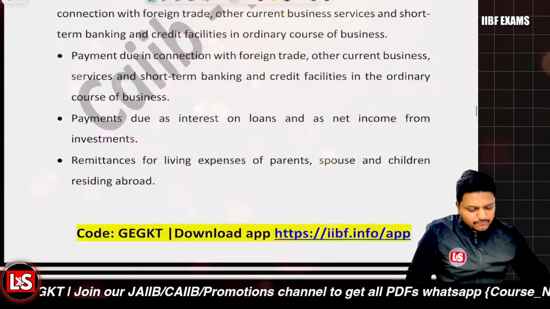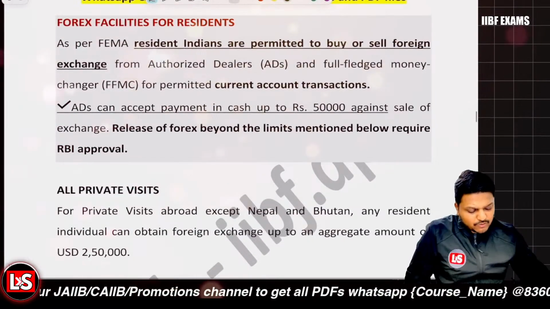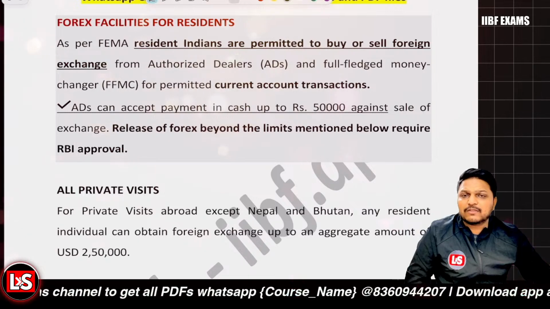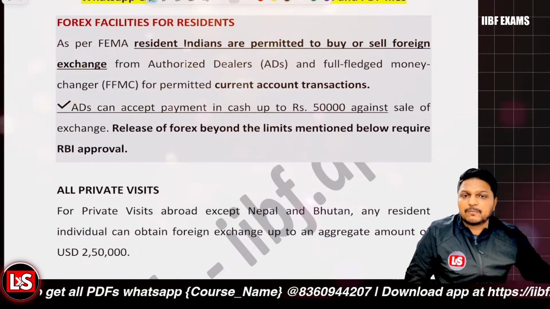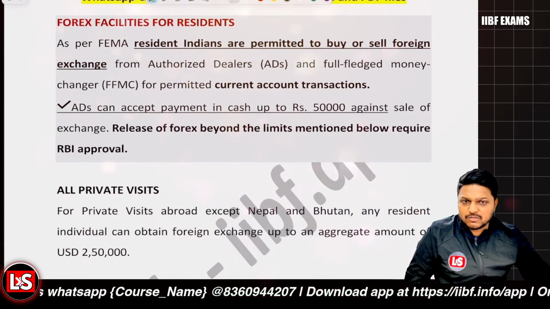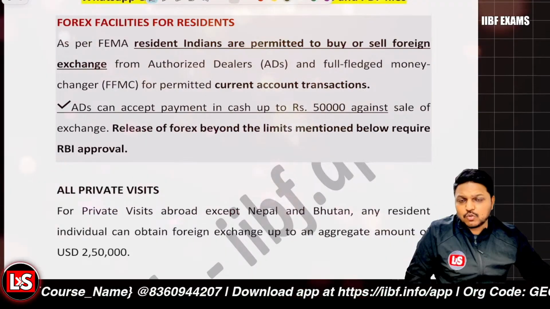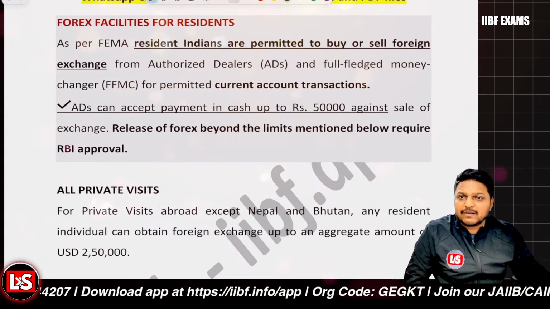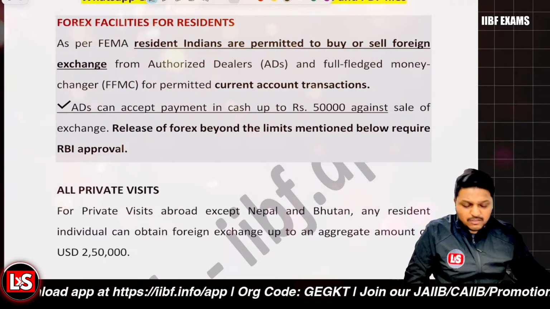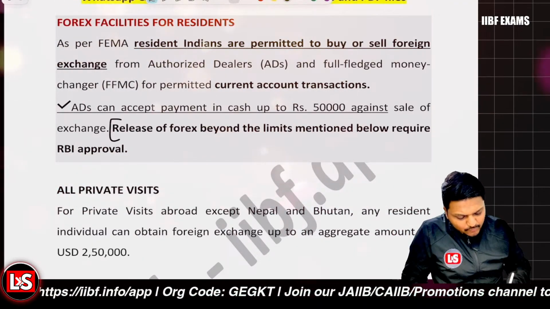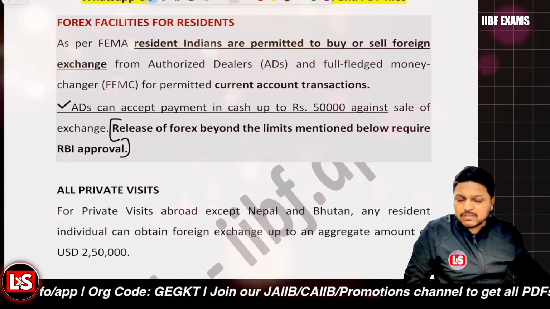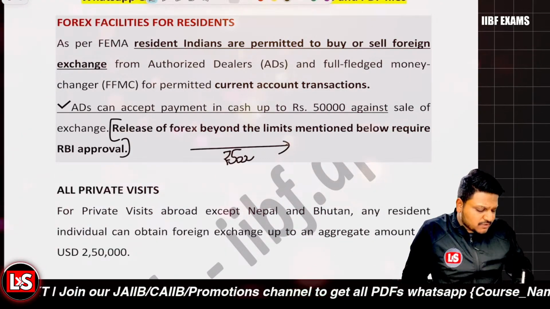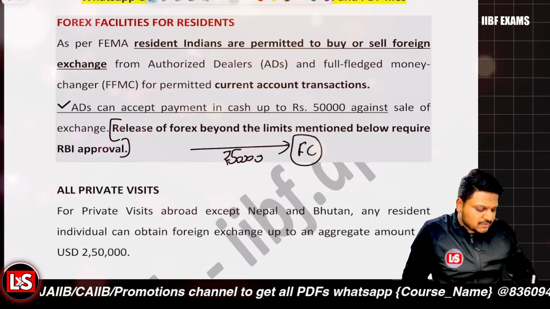Now there are so many facilities which are available for residents also. Like I told you, if you want to get foreign exchange, you can be given up to rupees 50,000 in cash, right? And further, if you want to purchase foreign currency, you can do so. The release of forex beyond the limits mentioned below does require RBI approval. Otherwise, you can be given up to rupees 50,000 in cash, and further can take the foreign currency. That is allowed.